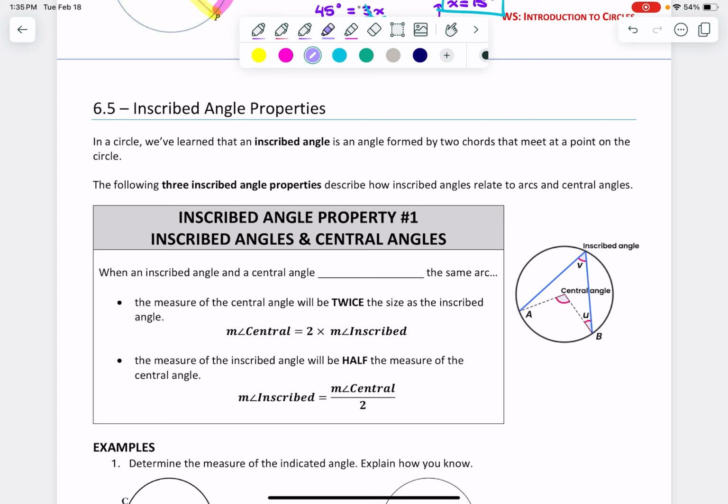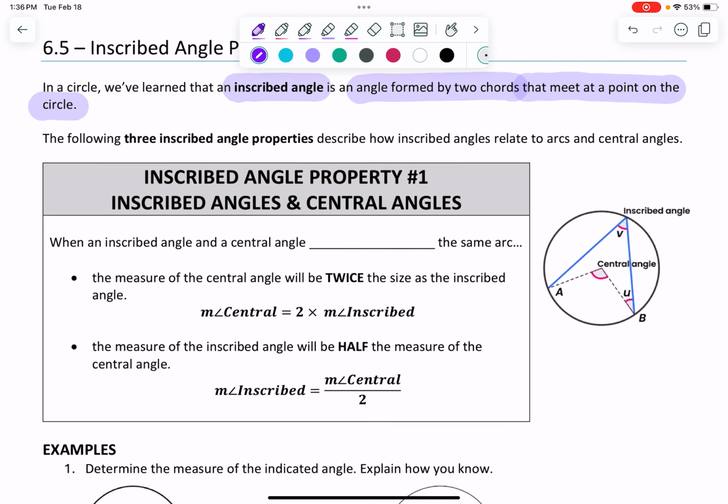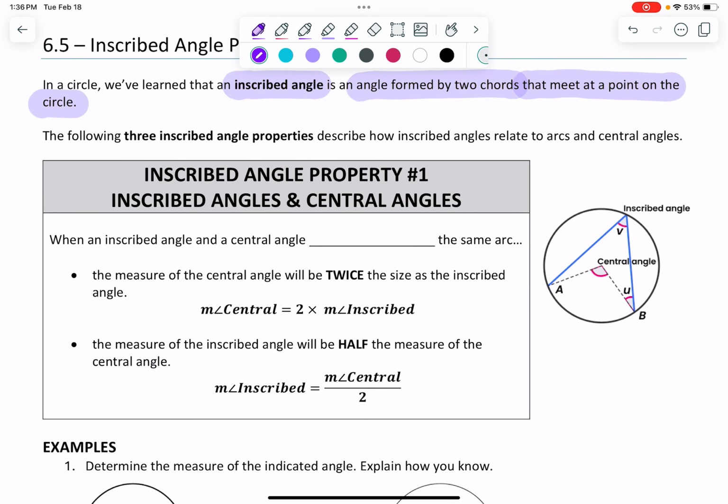Now, when we talk about inscribed angles, we've already defined what they are. An inscribed angle is an angle formed by two chords that meet at a point on the circle. So remember, a chord is just a line segment that has endpoints both on the circle. So an inscribed angle is formed by two chords that have a common meeting point on one of those two ends. Now, when we talk about inscribed angles, some cool properties exist as a result of them.